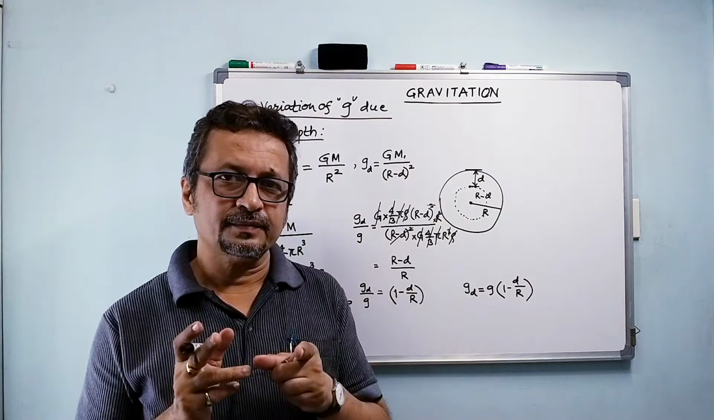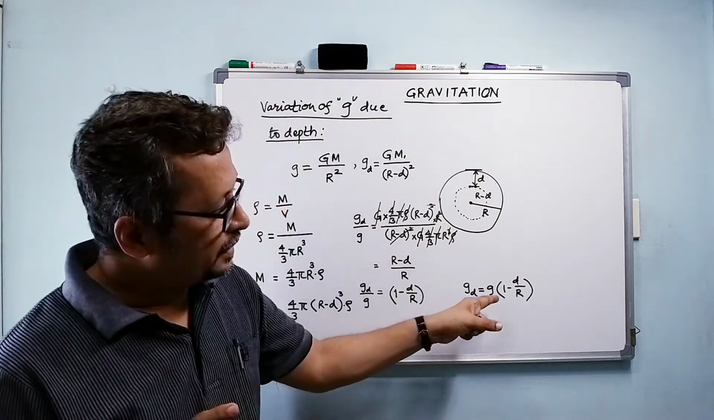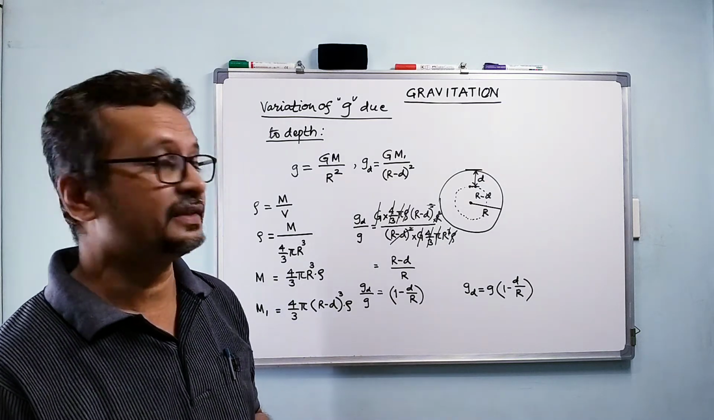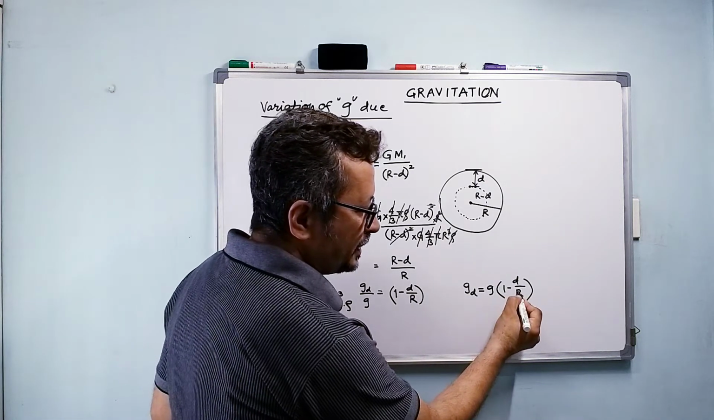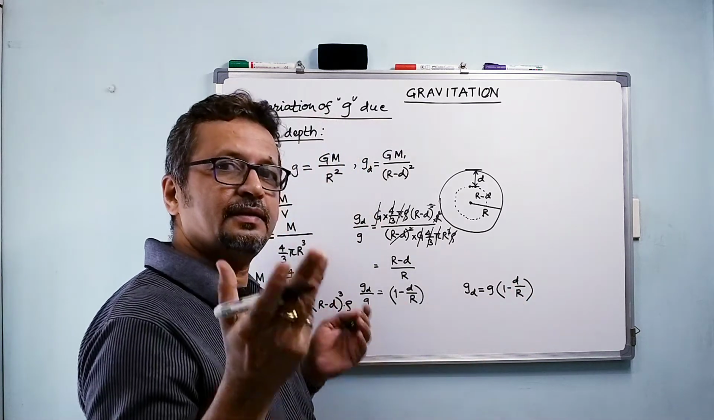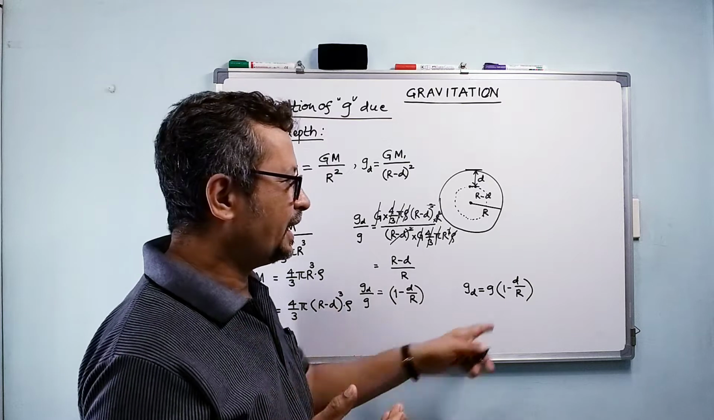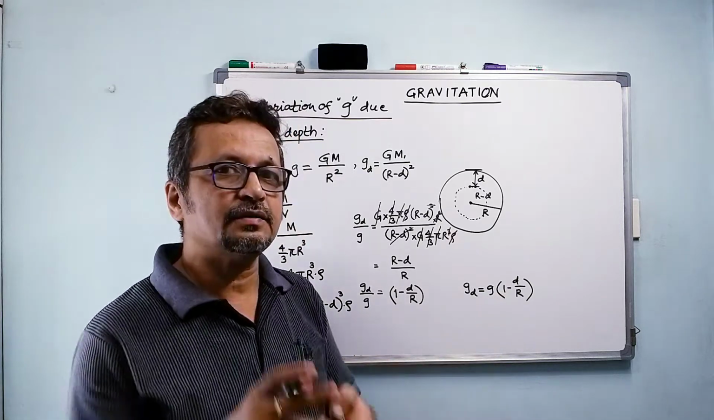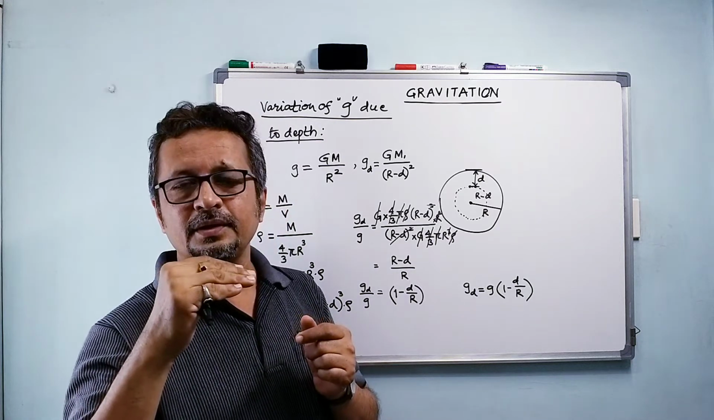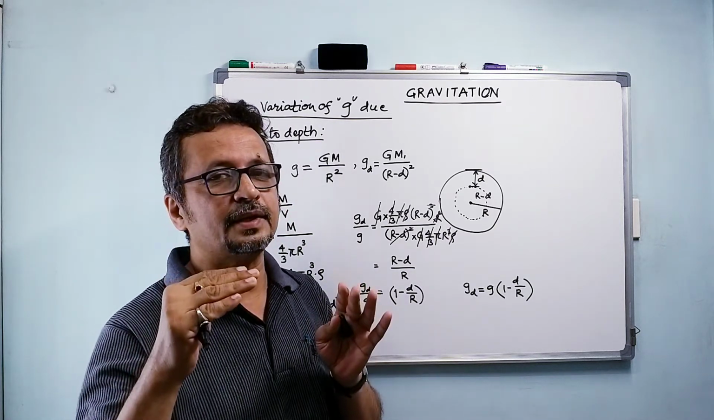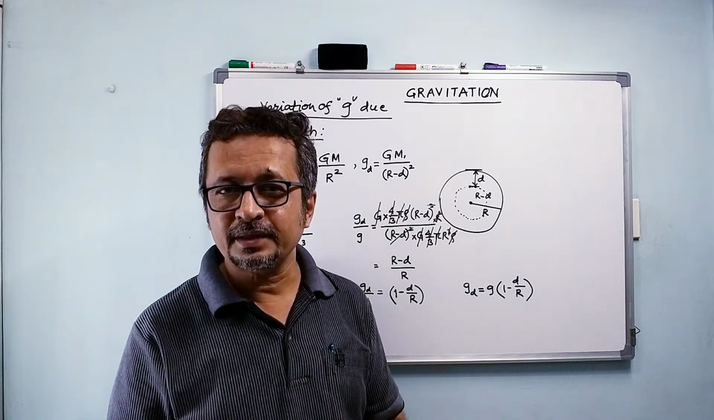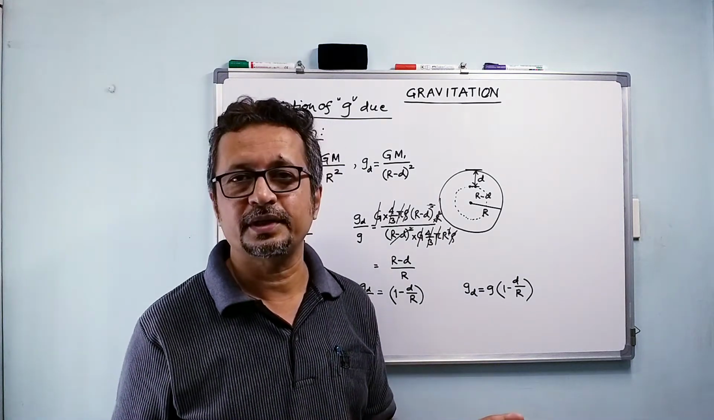Now again, if the value of d increases, this ratio d upon r will increase, and then 1 minus d upon r would reduce. So that means as I go deeper and deeper, my value of acceleration due to gravity is going to decrease.